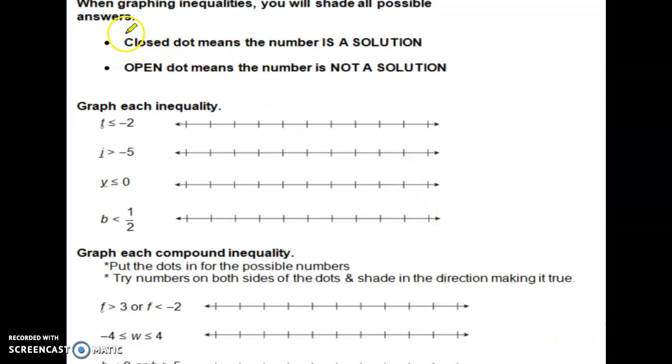Okay, remember when we're graphing, a closed dot means that the number is a solution. An open dot means it's not a solution. Remember also we want to shade all of our solutions in that direction. Okay, for the sake of time, I have the answers up here, but I will go through them with you.